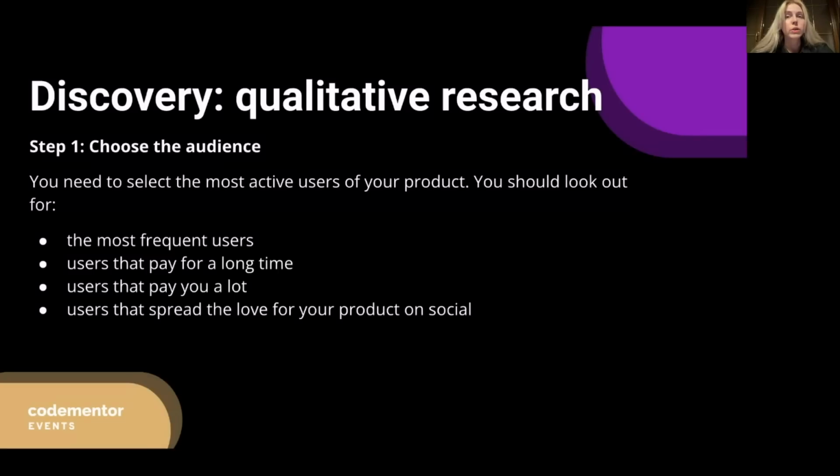What should you do if you don't have much data or your user base is very limited, like in B2B? You initiate interviews. Again, the goal here is to uncover key features your users love, aka activation events. So step 1, you should choose the audience. For this step, as in the previous method, you need to select the most active users of your product. You should look out for the most frequent users, users that pay you for a long time, users that pay you a lot, users that spread the love for your product on social media or on any other platform that you know of.